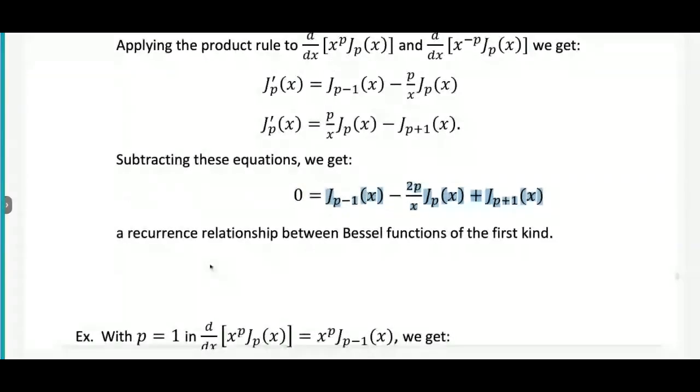This is a recurrence relation, right? Because we see p minus 1, p, and p plus 1. So a recurrence relationship between Bessel functions of the first kind. P minus 1, p multiplied by something, then p plus 1. So those three terms add up to be 0.